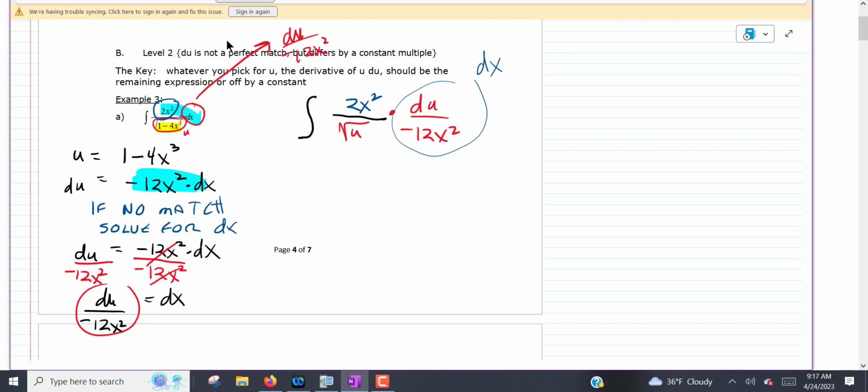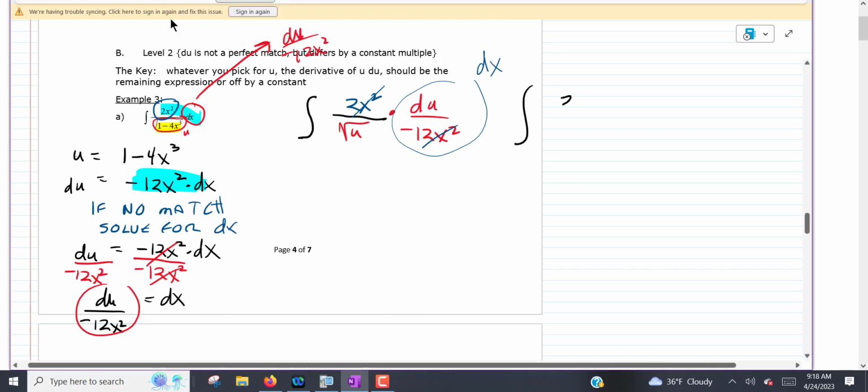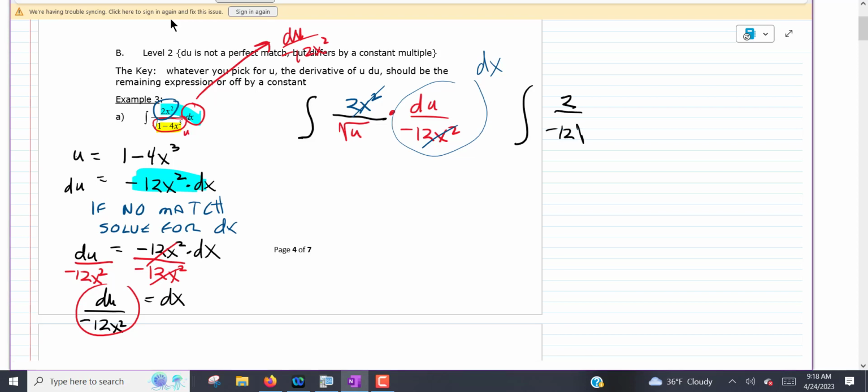Now what happens is your integral cannot have x's in it. Right now it has x's in it, but they do cancel out, and they do work their way out of the problem. So I'm going to cancel out the x squareds, and then what I'm going to have left is the integral of 2 over, and then really negative 12 times square root of u times du. Now that's an integral you can do. Is there any question about the substitution? That's the part students don't understand when they first see it.